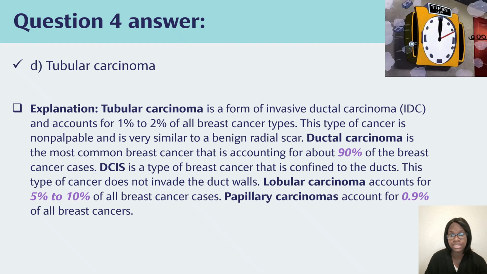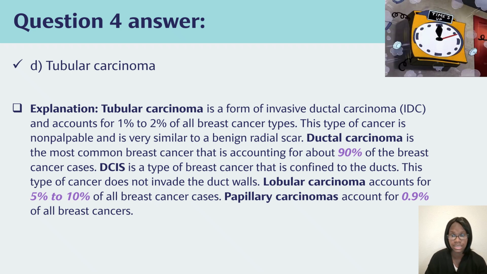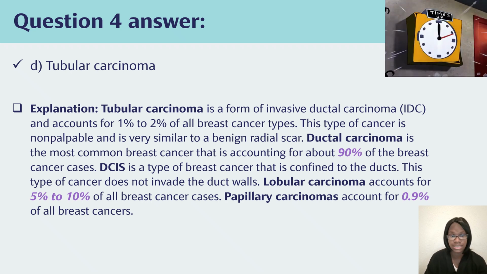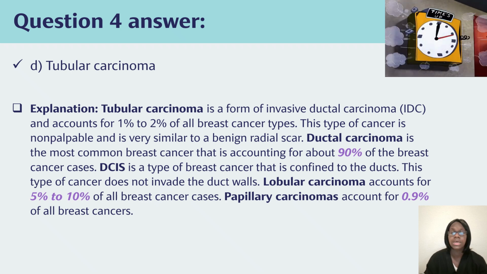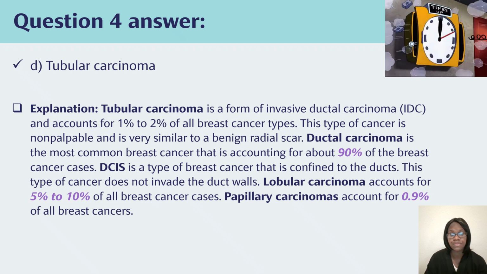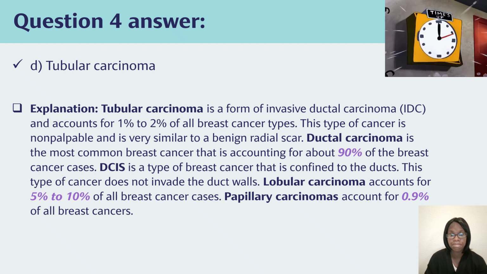DCIS is a type of breast cancer that is confined to the ducts. This type of cancer does not invade the duct walls. Lobular carcinoma accounts for 5% to 10% of all breast cancer cases. Papillary carcinomas account for 0.9% of all breast cancers.